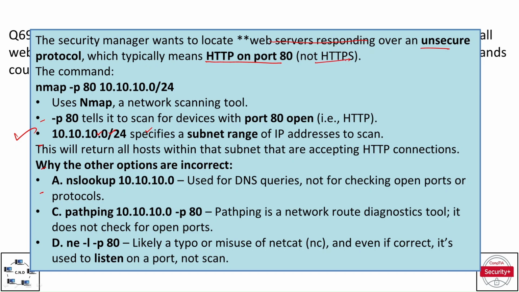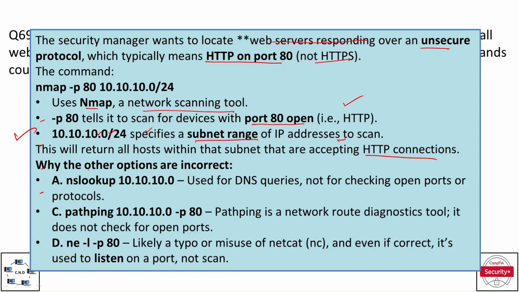port 80, not HTTPS. So the command nmap -p 80 10.10.10.0/24 uses nmap, a network scanning tool. -p80 tells it to scan devices with port 80 open, that is HTTP, and 10.10.10.0/24 specifies a subnet range of IP addresses to scan. So this will return all hosts within that subnet that are accepting HTTP connections.